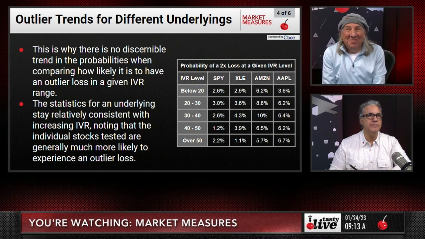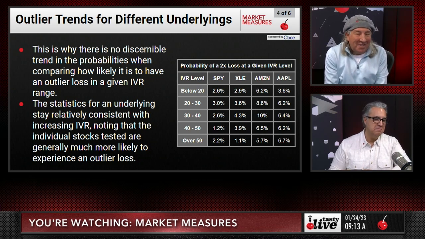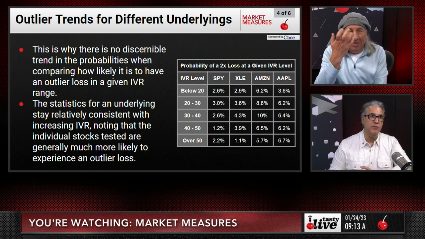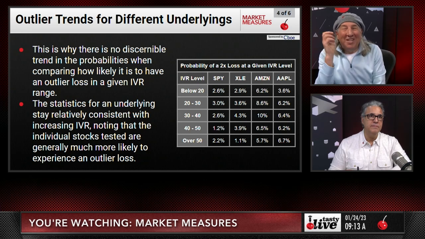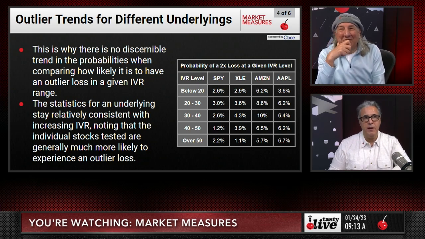It's great. No matter what it is, whether it's Amazon, Apple, XLE, SPY, it doesn't make any difference. That's very cool. We've never shown that before, because we would have all gotten that wrong. I would have thought that high implied volatility would help. Let's go to the next slide.